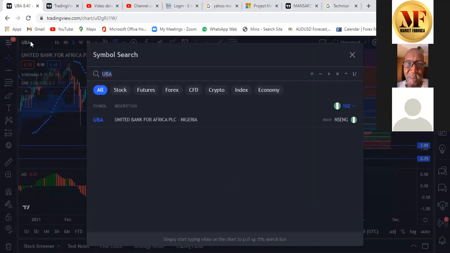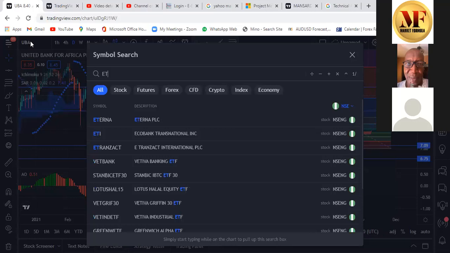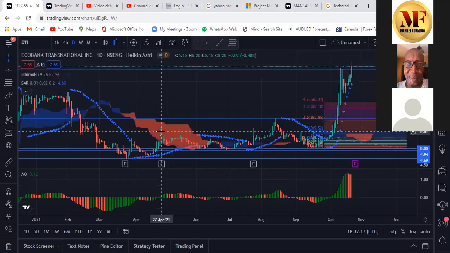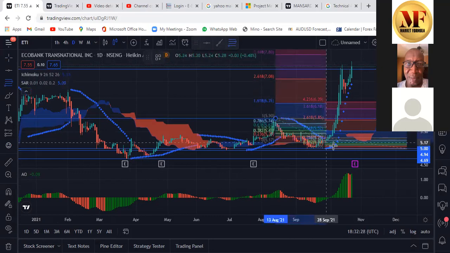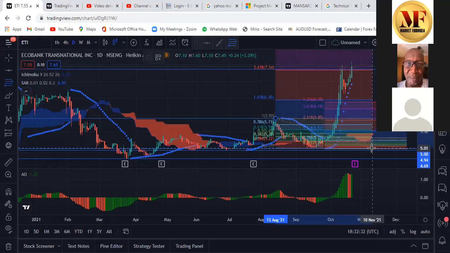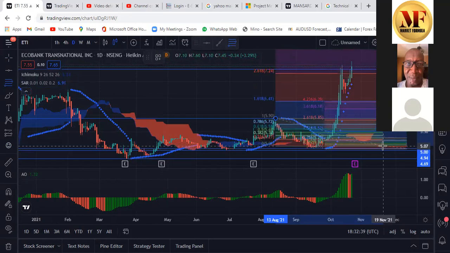Which other bank again? ETI, Eco Transnational. Okay, let's see. Wow, broke all the resistance. See pullback. See this pullback. We missed this pullback. What we should have done is to draw Fibonacci from this level to this level and see where the pullback will hit.